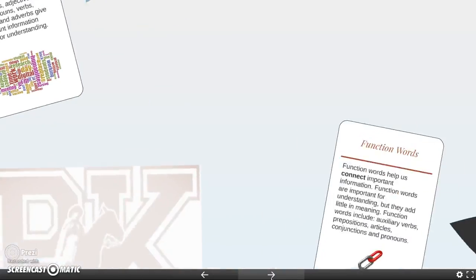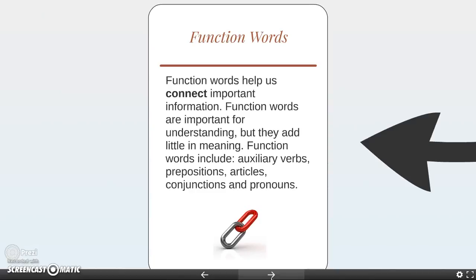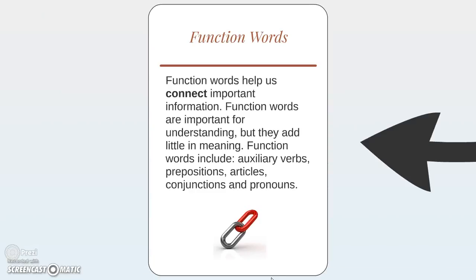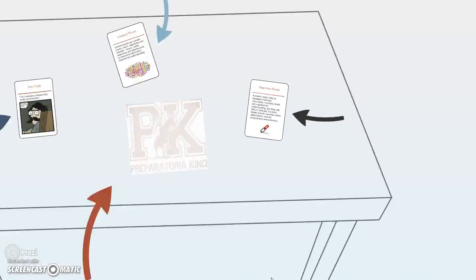In contrast, we have function words. Function words help us connect. That is a keyword. Connect important information. Function words are important for understanding, but they add little in meaning. Some examples of function words could be auxiliary verbs, prepositions, articles, conjunctions, and pronouns. So remember, function, you take them out, you still understand. Content, you take them out, you don't understand anymore.